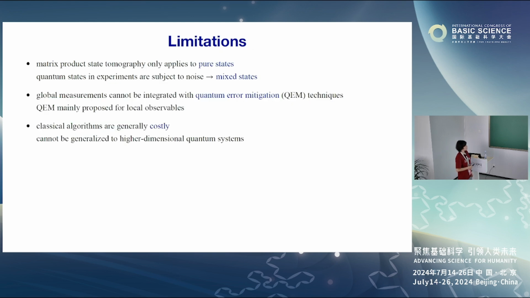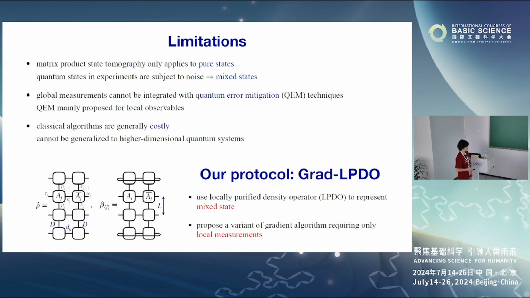But the previous schemes still have some limitations. For example, the scheme from matrix product state tomography only applies to pure states, but quantum states in experiments are subject to noise, so usually we need to handle mixed states. Some global measurements cannot be integrated with quantum error mitigation techniques, because quantum error mitigation is mainly proposed for local observables. Also, some classical algorithms are generally costly and cannot be generalized to higher dimensional systems. So that's why we propose our protocol.